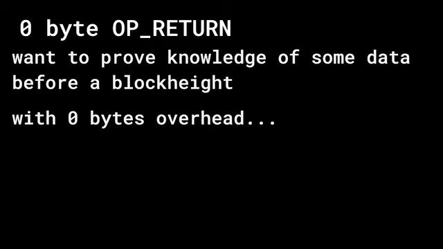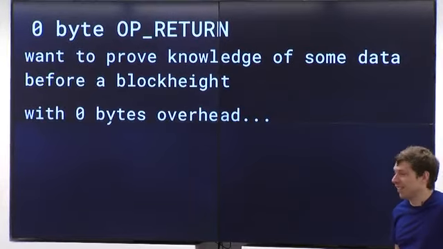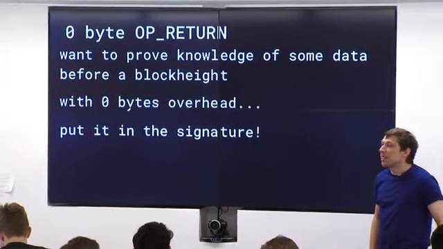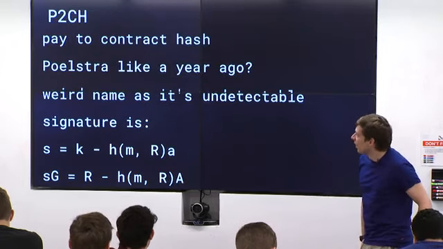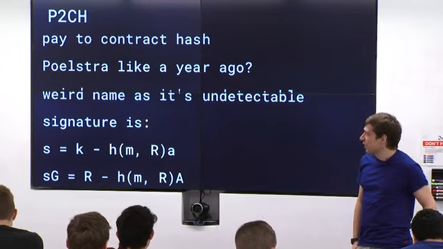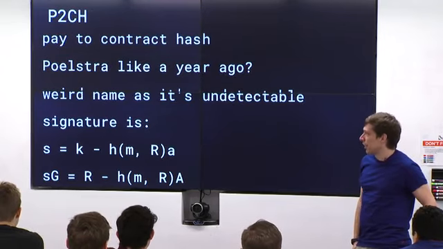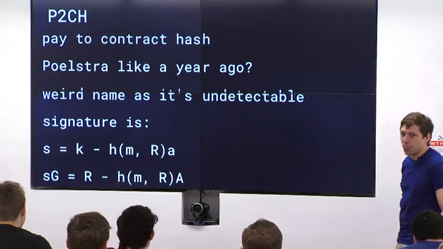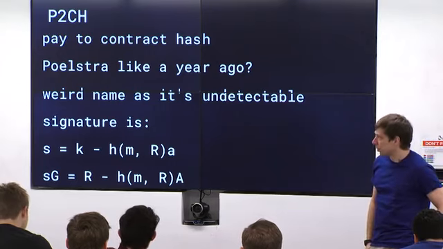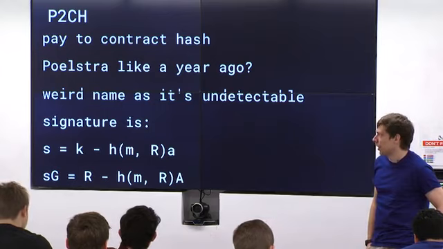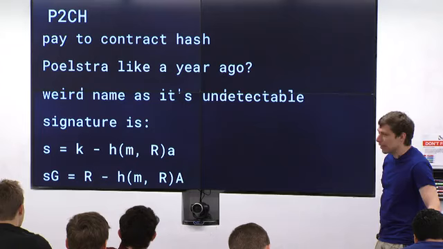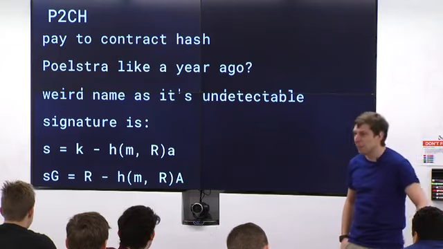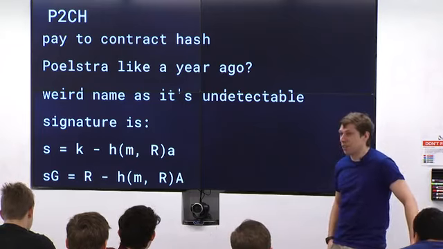Okay, but how can we do this with 0 bytes overhead? It's not obvious. You put it in the signature. And this was not obvious, and no one thought of this until a year or two ago. I think it was Andrew Poelstra, but I could be wrong, but I just associate it with him because he worked on it. But I'm not 100% sure. And he called it pay-to-contract hash, which is confusing. It's not at all the same as pay-to-script hash. It's not at all the same as pay-to-pubkey hash, but it's called pay-to-contract hash, which makes it really confusing.